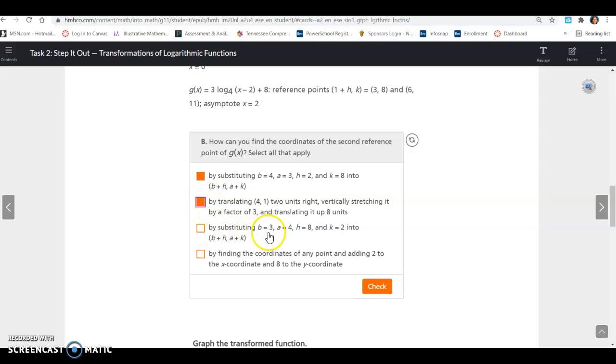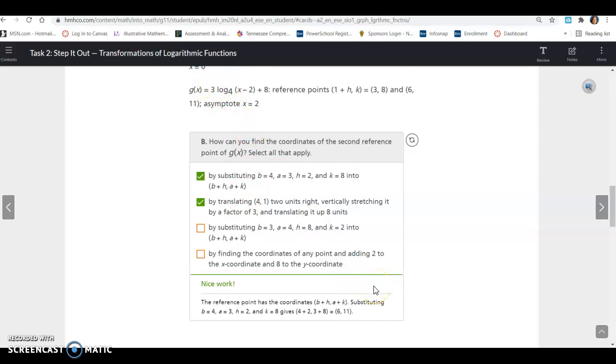All right, by substituting 3, 4, 8, and 2 into b plus h and a plus k. So here they have the b and the a switched, and they have the h and the k switched. So that is not correct. Even though it looks very similar, they have switched the numbers around. And this says by finding the coordinates of any point and adding 2 to the x and 8. Well, this one, they are leaving off the vertical stretch by a factor of 3. They're leaving off the a term there. So that one is not true either. So it's just the first 2.